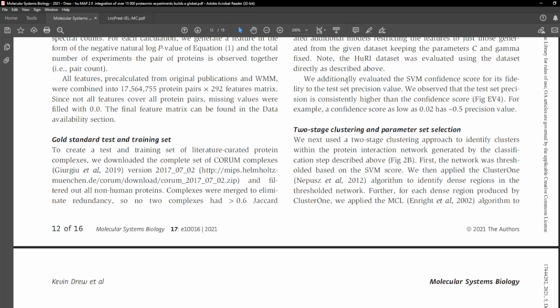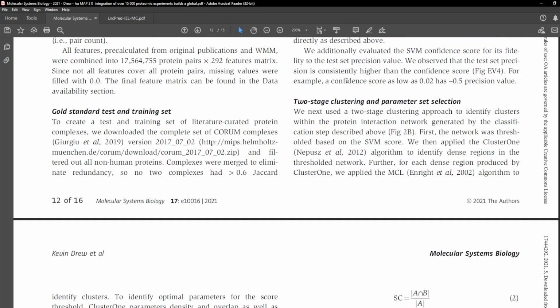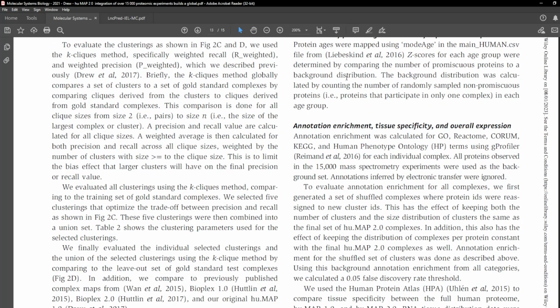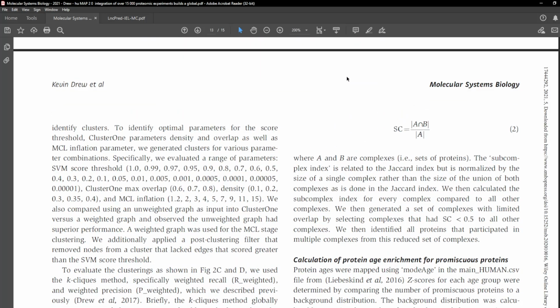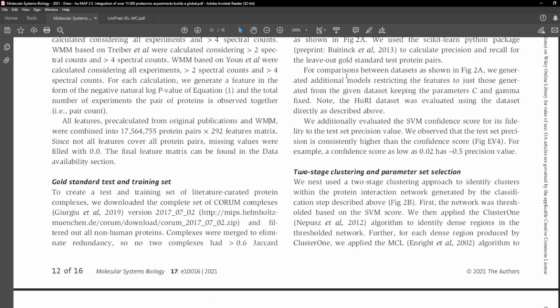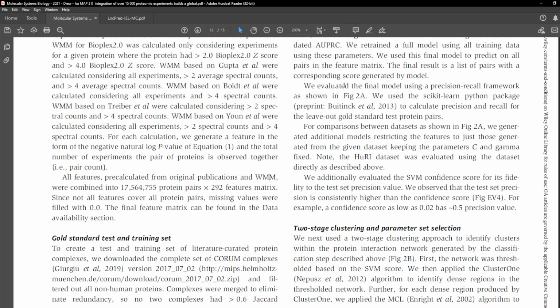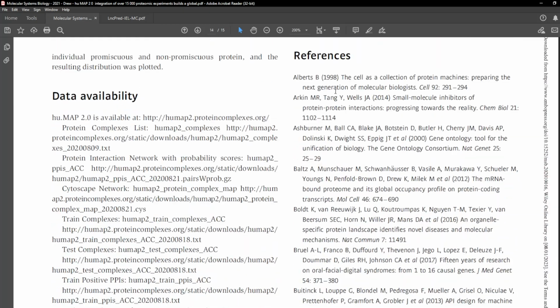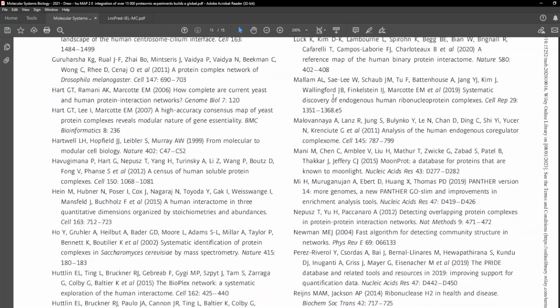Figure EV4. SVM confidence score versus test set precision. The line plot shows the relationship between the SVM confidence score and the empirical precision value calculated from the test set of protein interactions. The relationship shows the precision value is consistently higher than the confidence score.